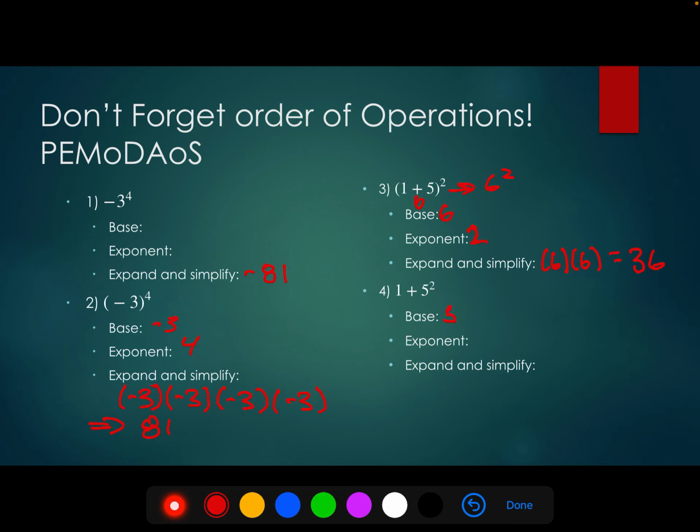So that's our base, 5. And we have an exponent of 2. So now, if we were to expand and simplify, we still have to keep this 1 around, right? We still have to keep that there. So we have 1 plus 5 squared, which is 5 times 5. And if we simplify that, that's 1 plus 25, which gives us 26. And there you have it.